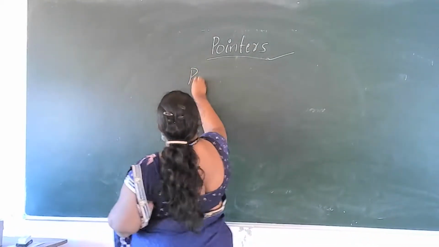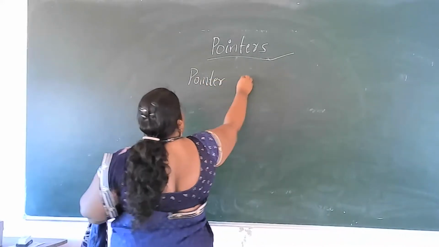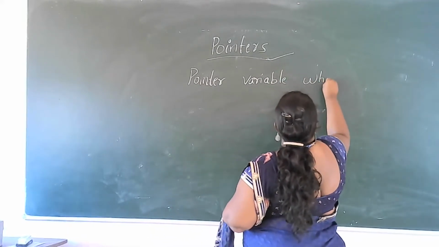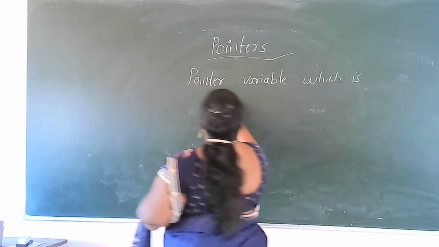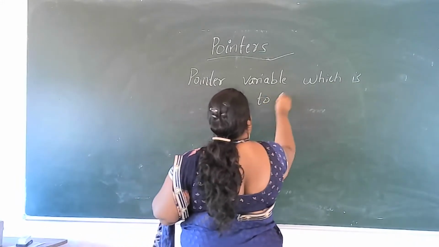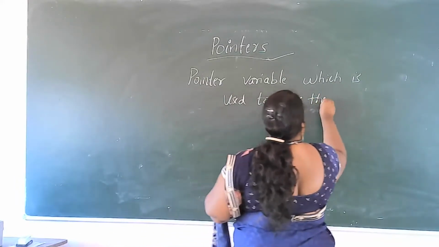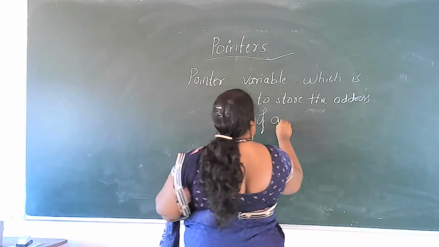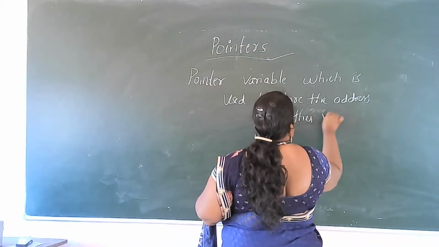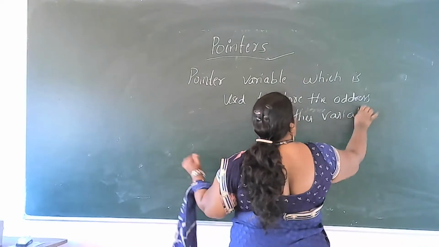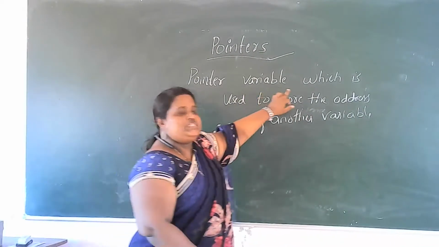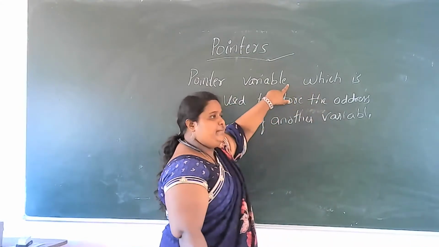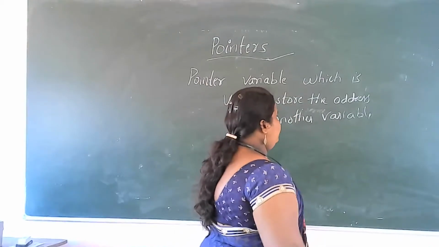A pointer is a variable which is used to store the address of another variable. What do you mean by pointer? Pointer is a variable which is used to store the address of another variable. It's a variable which is used to store the address of a variable.